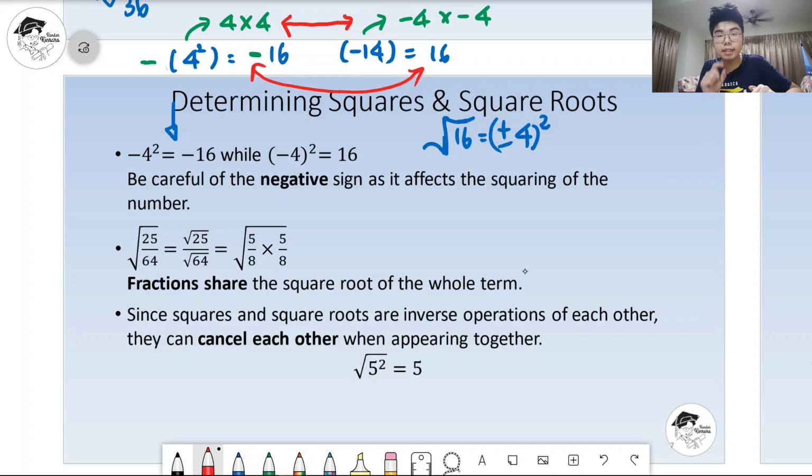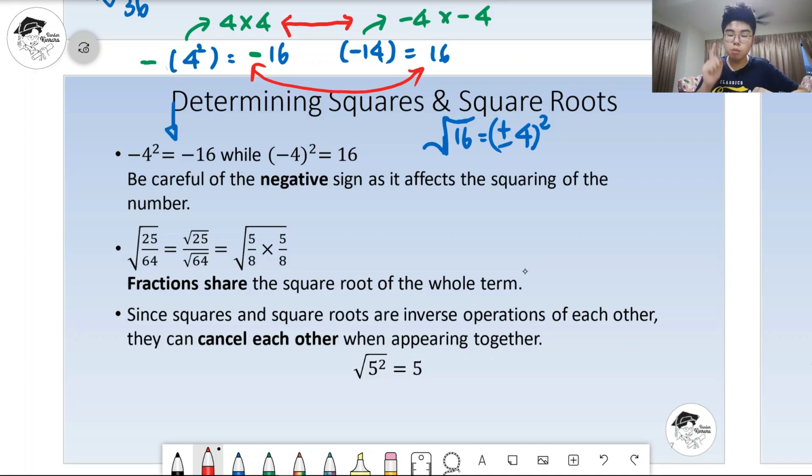If they are asking you to do a square of negative 4, you must put the negative 4 inside the bracket. If the question asks, what is the power of 2 of the number negative 4, not positive 4, you must put the negative 4 in the bracket. Then inside the bracket, you will do negative 4 times negative 4, which gives you positive 16. Okay? So be careful of the negative sign.